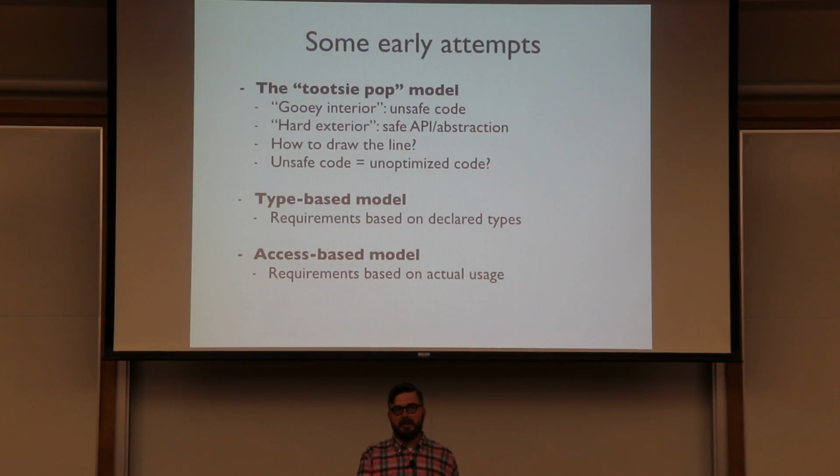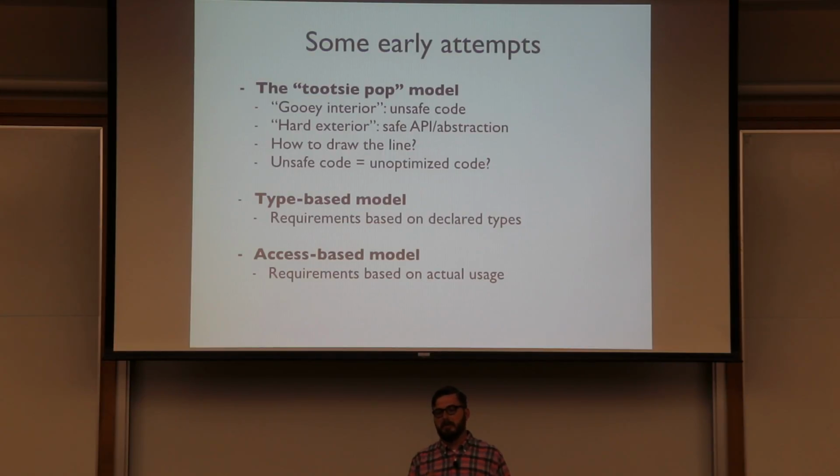This is very appealing, at least to me, in abstract, but it has a lot of problems. Number one, it's not very clear where exactly the line between the gooey interior and the hard candy exterior should be drawn. Should it be a module, a function, a whole library? There's also the unfortunate fact that with this approach, dropping into unsafe Rust loses a whole bunch of optimizations, which is counterintuitive because you're usually doing unsafe things for performance reasons, right? So we're still figuring out if there's some way to use this kind of approach.